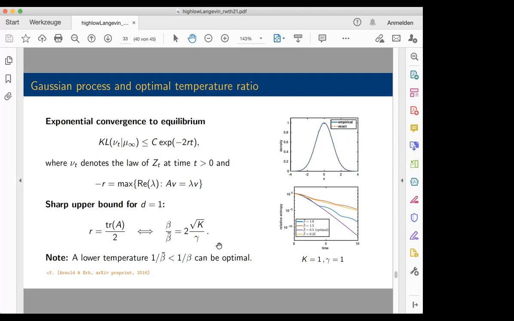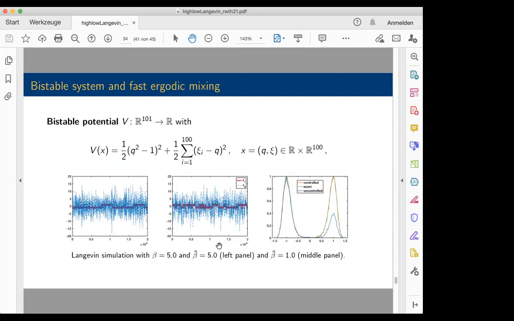But this was a good starting case, and we used it to do some empirical studies. The other empirical study that we did was a bistable potential. This is now a nonlinear system where we have no possibility to optimize the temperature ratio analytically. We used a bistable potential coupled to a bunch of harmonic oscillators, in this case 100 harmonic oscillators. We were interested in sampling the marginal of the first coordinate, because this is the coordinate that contains the bistability. The invariant density is shown here.